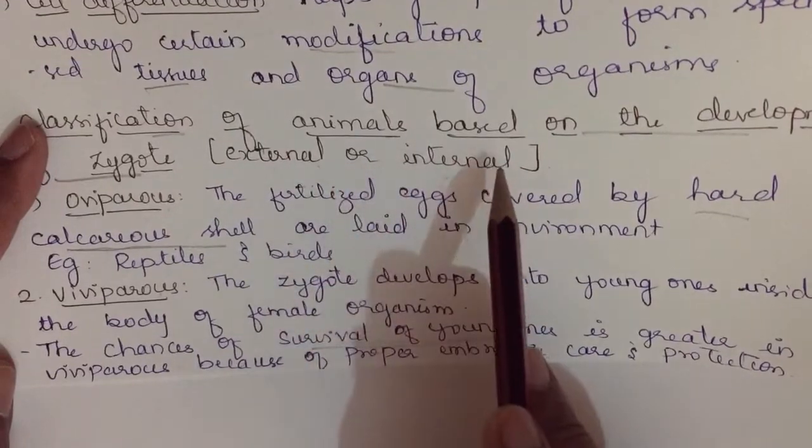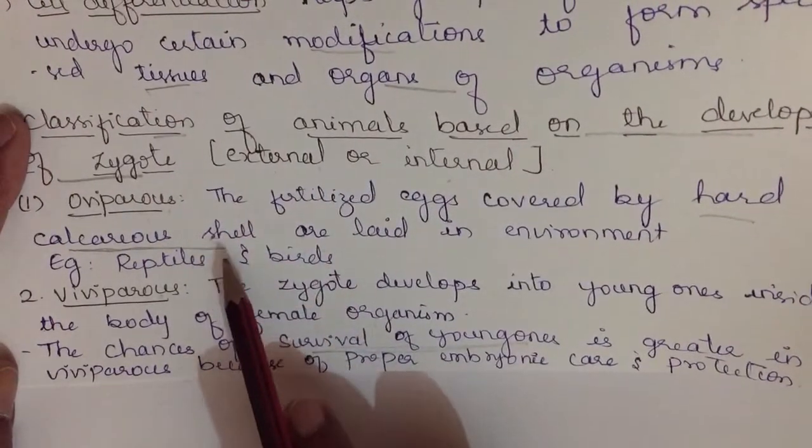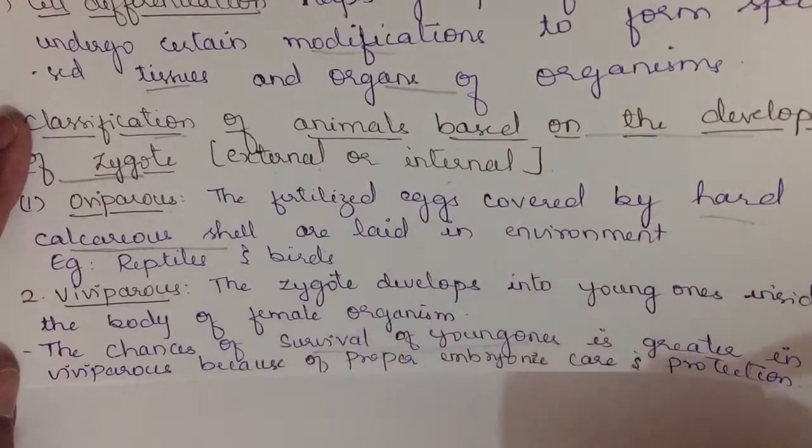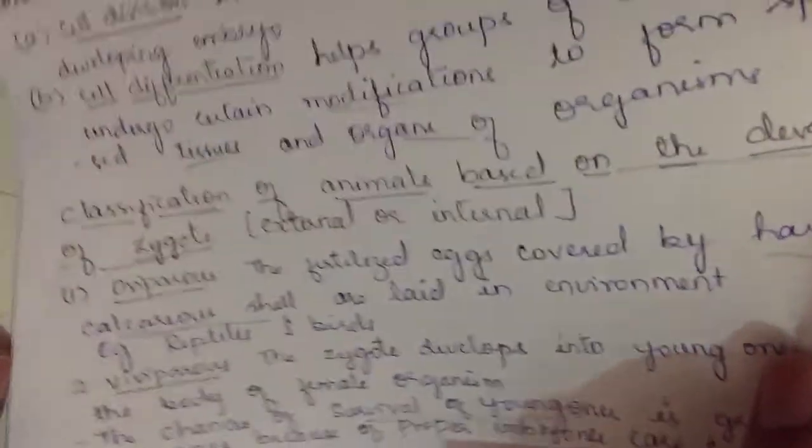This is the classification of animals based on the development of zygote. One is oviparous, another one is viviparous. What examples will you give for viviparous? Please comment it in the comment box.